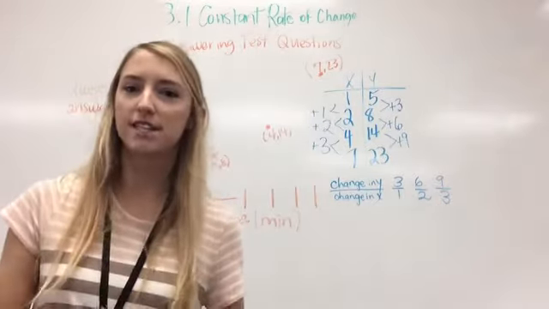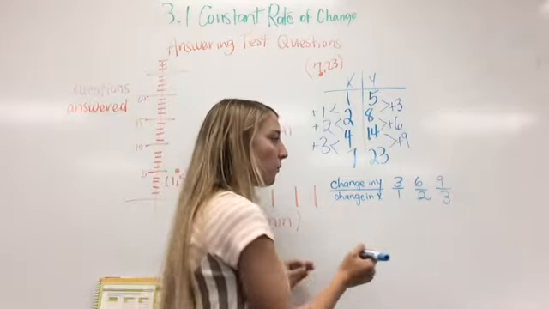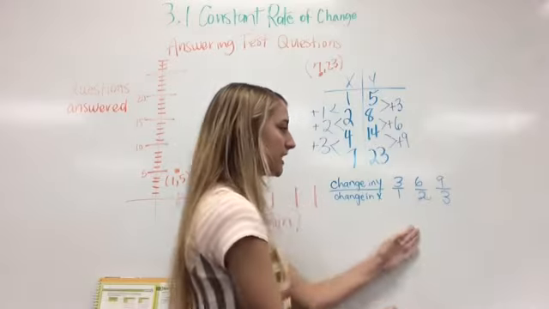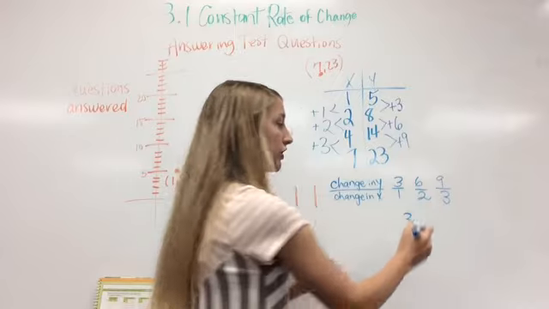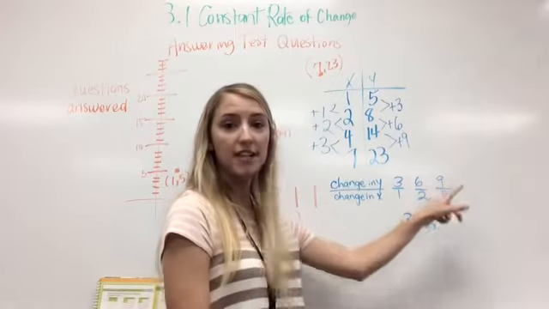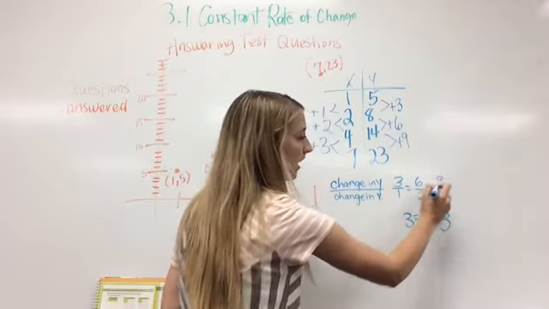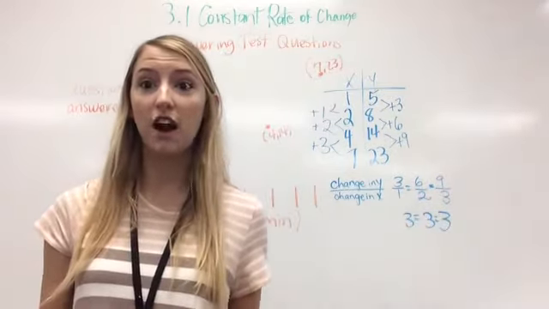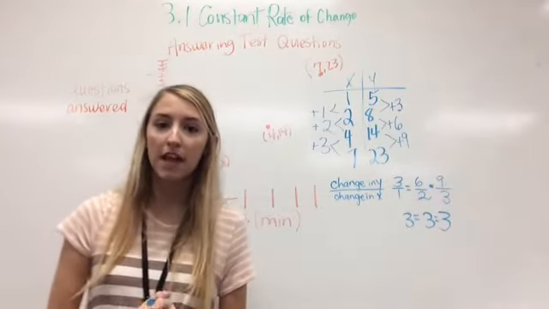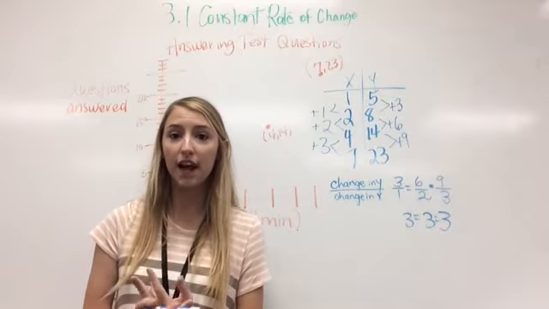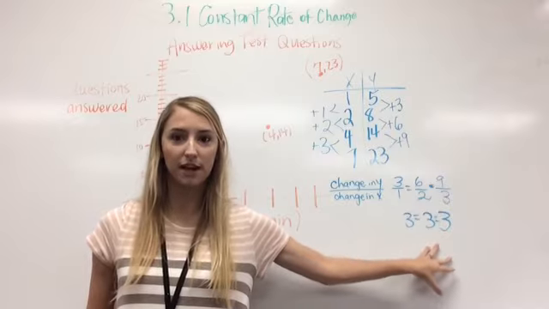Do we have a constant rate of change? Yes, we do. Why? Because if we reduce these, 3 divided by 1 is 3. 6 divided by 2 is 3. 9 divided by 3 is also 3. Therefore, we do actually have a constant rate of change, even though our fractions were written in a different form. As long as they simplify down to the same number, which they do, that means we have a constant rate of change.